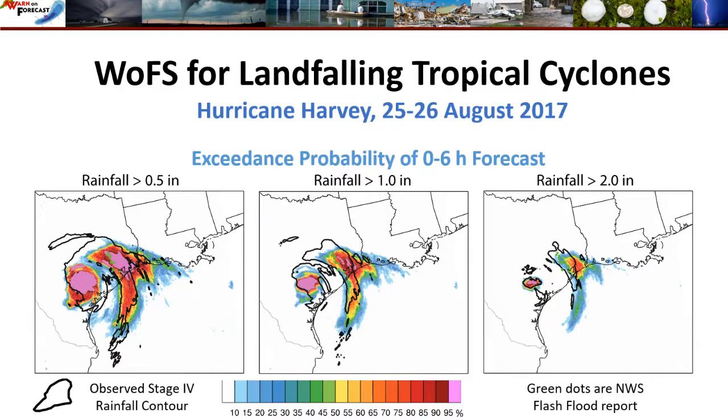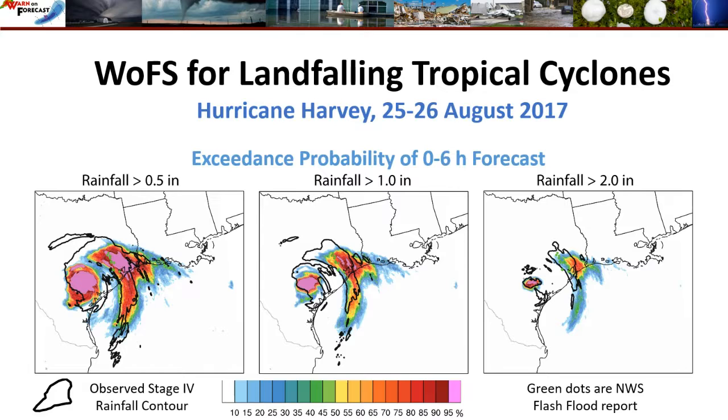Now, we are expanding our application. We are also evaluating application of the WoFS forecast for hazards associated with landfalling tropical cyclones. This is the WoFS forecast rainfall guidance from Hurricane Harvey after Hurricane Harvey made landfall. As we all know, Harvey dropped a historic amount of rainfall and caused catastrophic flooding in the Greater Houston region, with more than 68 deaths in Houston.